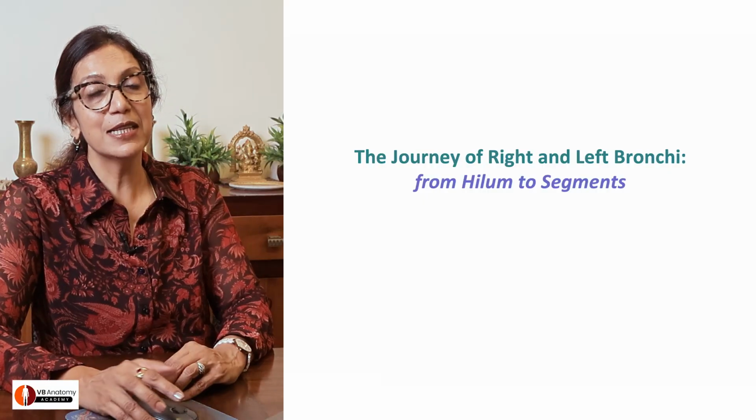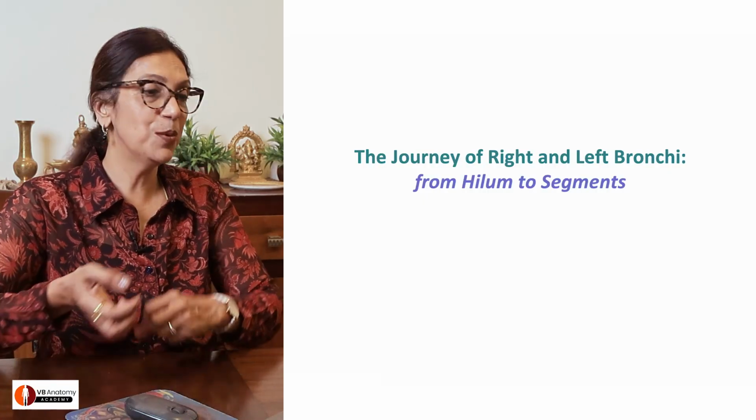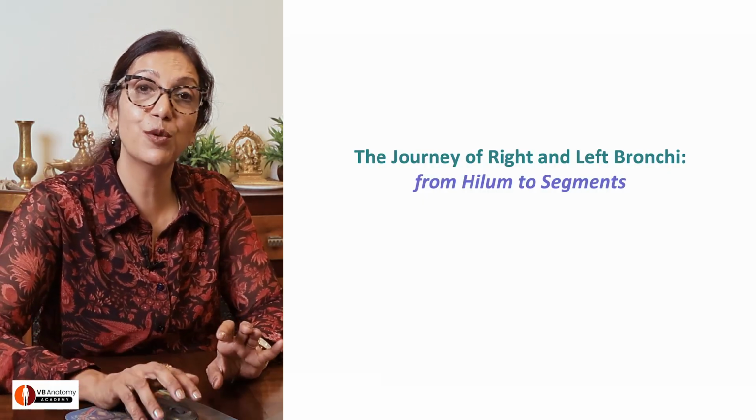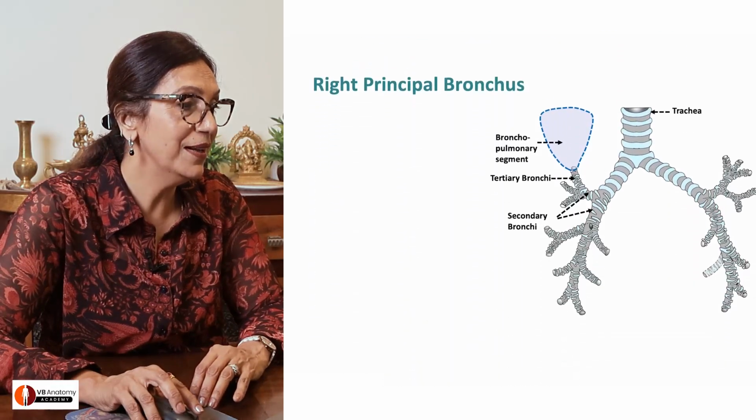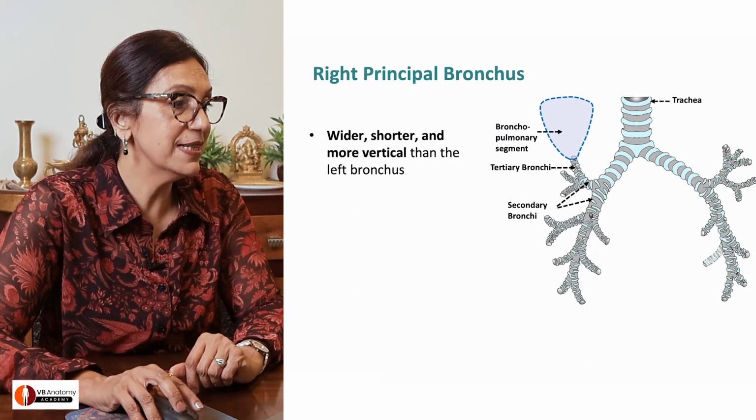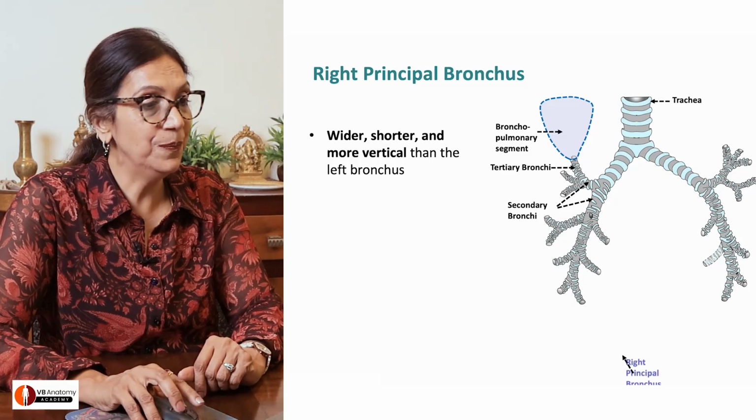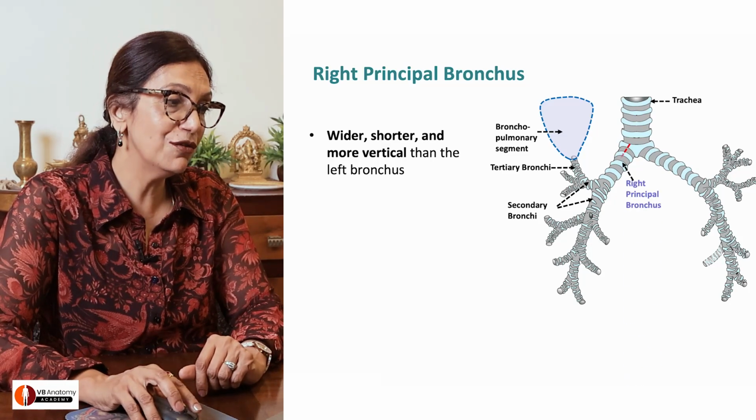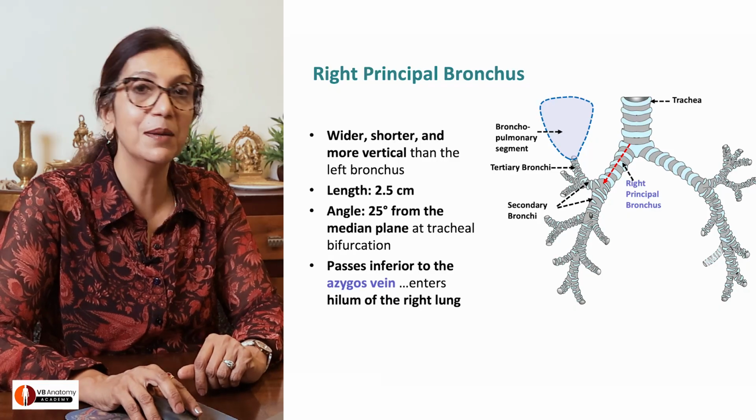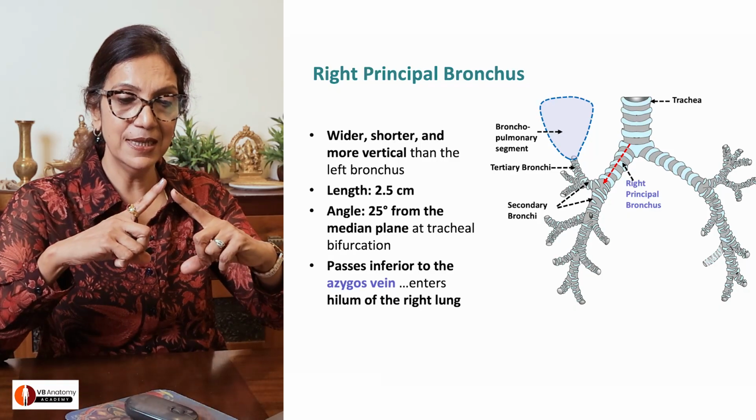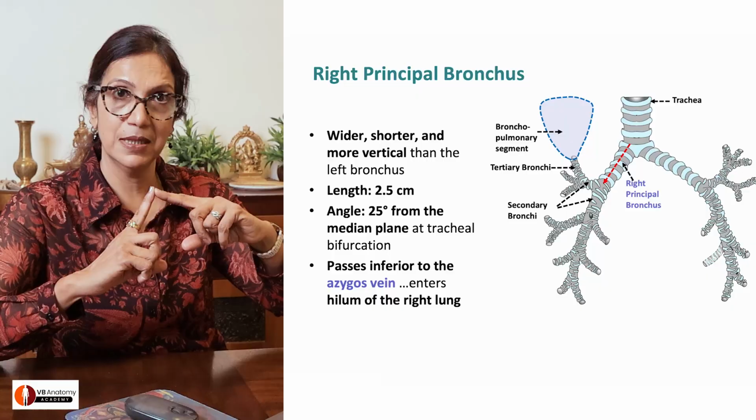Now let's explore the journey of right principal bronchus and left principal bronchus from the hilum onwards. Okay, right principal bronchus first. It's wider, shorter and more vertical. It forms barely an angle of about 25 degrees with the midline. You just imagine that it's a more vertically placed bronchus.